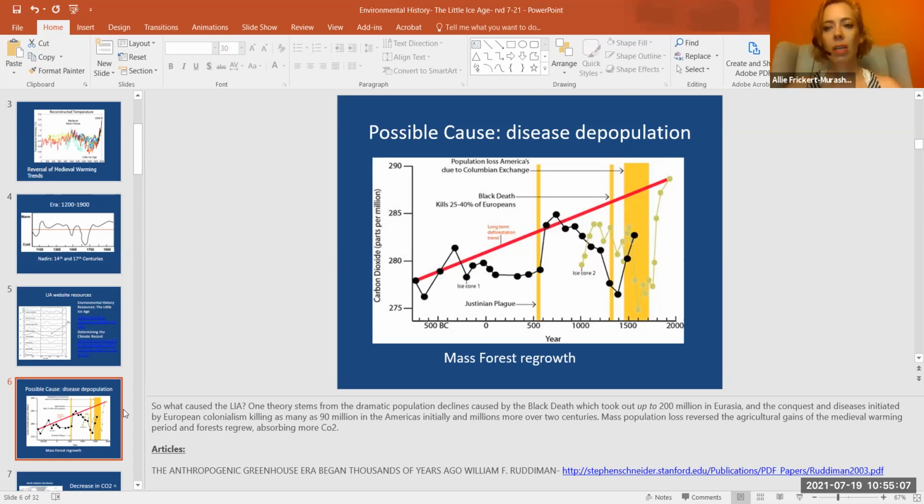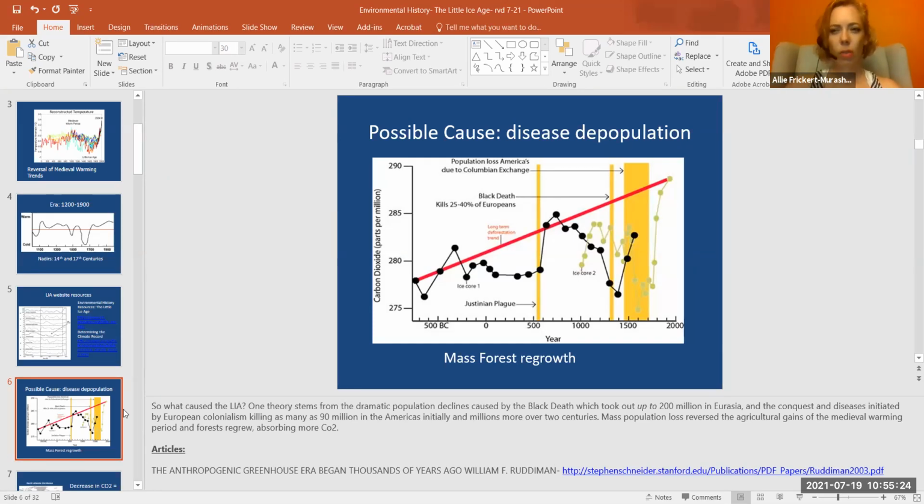Within 50 years, we're talking about a 90 to 95% population loss. So the Americas drops from 50 million people across the two continents, and then 90 to 95% of them are dead within 50 years.